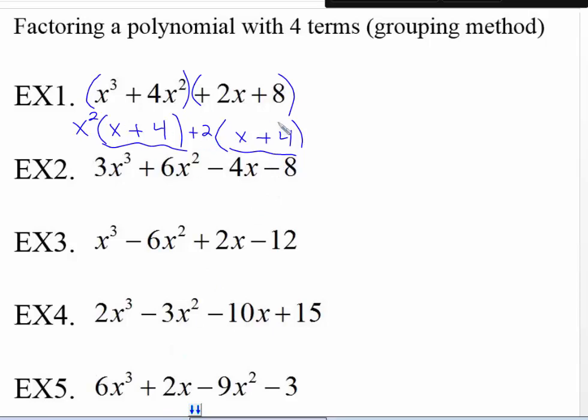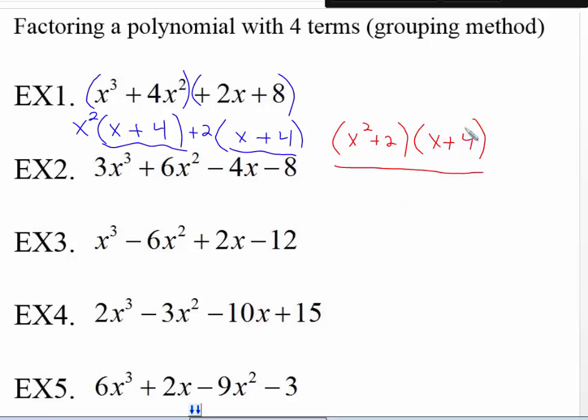From this step, you take your GCFs, whatever you factored out, and group them together into one binomial: x squared plus 2. And for the x plus 4, you notice how you have 2 of them here? You only need to write it one time, and I'll explain why. So this would be our answer right here.